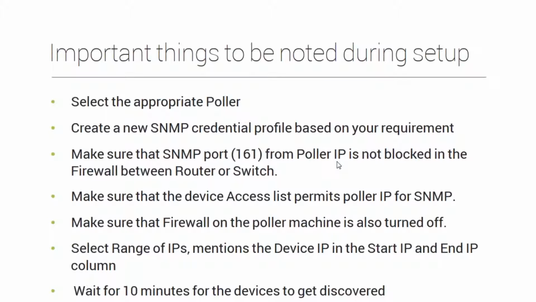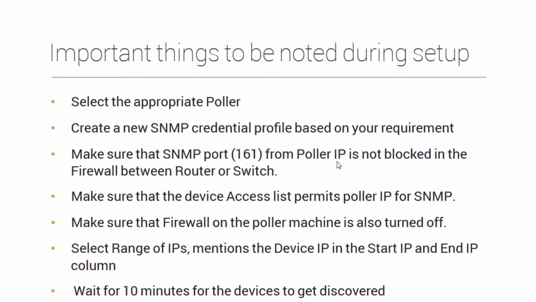Create a new SNMP credential profile based on your requirement. As I said, based on the version, you have to create your own SNMP profile. And make sure that the UDP port 61 is open for SNMP, and that the poller IP is not blocked in the firewall. Make sure that it is not blocked to the router and switch. Make sure that the device access list permits the poller IP for SNMP. And also, the firewall on the poller machine should be turned off during the discovery process.